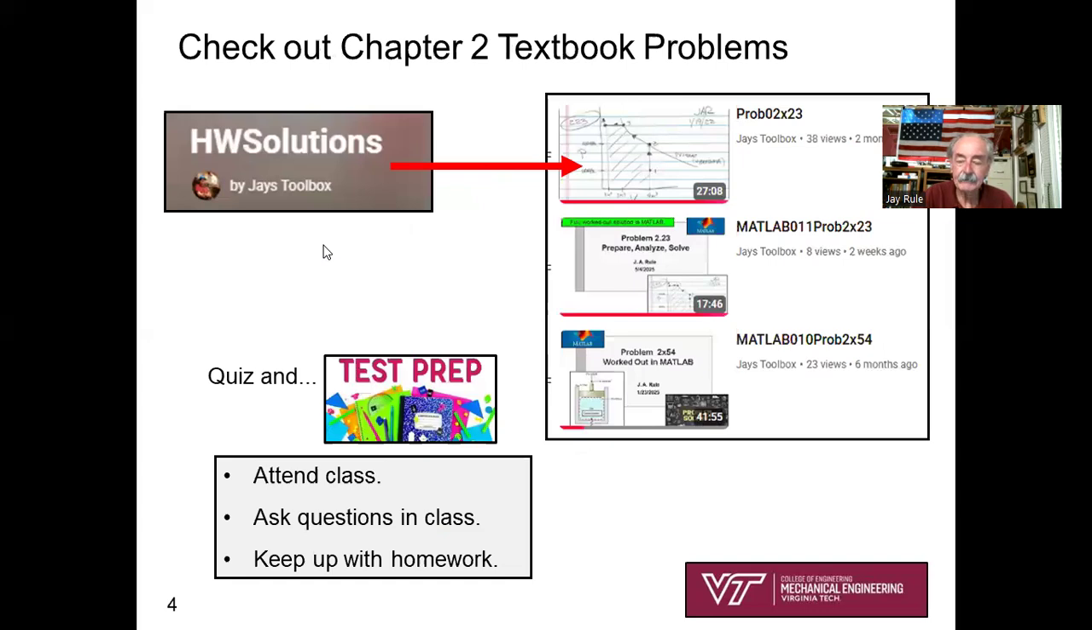You might want to check out my playlist called HW Solutions, Homework Solutions. I've got three offerings here. One, problem 223, is a somewhat complex, I'd call it a moderate difficulty, homework problem. You see my little hand-drawn sketch there. I work it out start to finish. And then I've got two problems where I've worked out the solution in MATLAB.